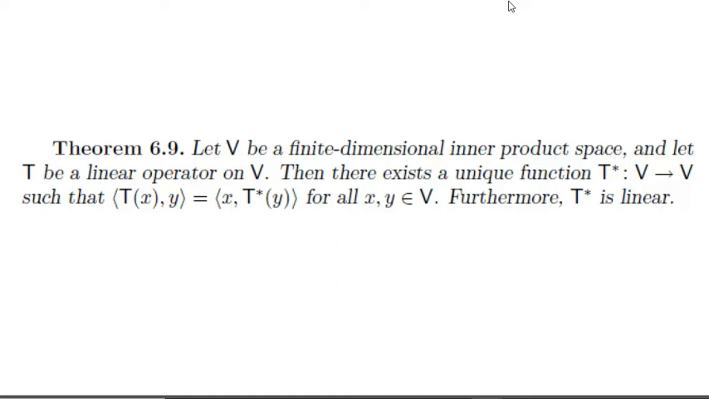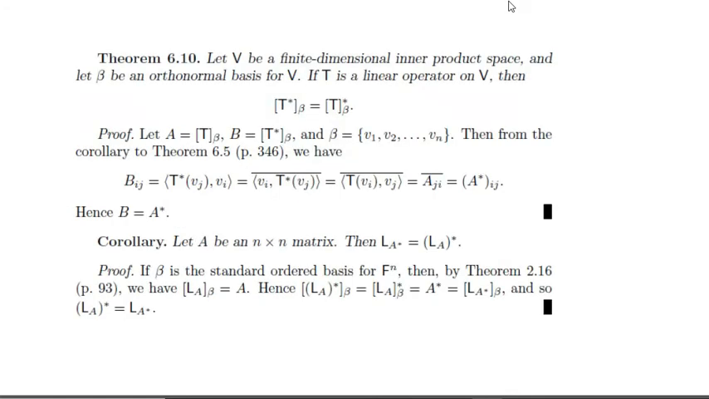Now, this theorem states the existence and the uniqueness of the adjoint operator T star. In this theorem we see that whenever V is a finite dimensional inner product space and beta is an orthonormal basis for V and T is a linear operator on V, the matrix generated by T star, the adjoint operator, is the same as the adjoint of the matrix generated by T.